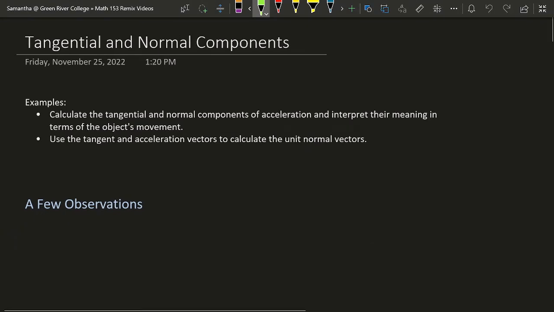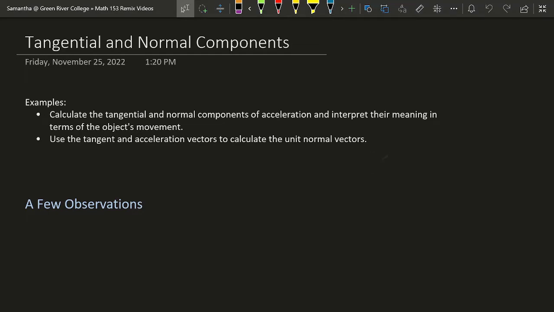Hello everyone. In this video, what we'd like to talk about is the relationship between the unit tangent vector, the unit normal vector, and the acceleration vector for an object's movement. So we're going to learn how to calculate what's called the tangential and normal components of acceleration. We're going to figure out what those numbers are telling us about the object's movement.